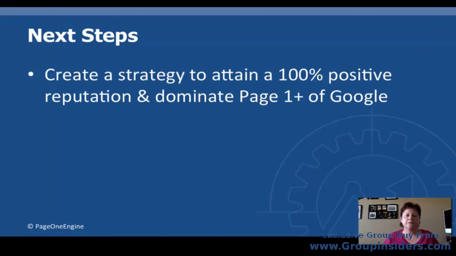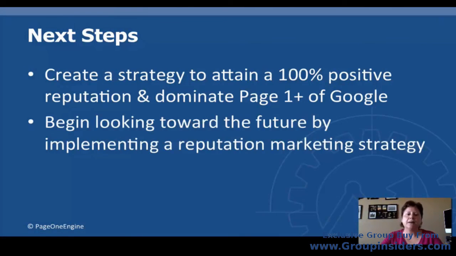Well, now that we kind of know where our client or where our business is out there, we want to create a strategy to attain that 100% positive reputation. We want to dominate page 1 and above of Google. We want to control our reputation. So that's our next step. So we need to begin looking toward the future. So not only do we need to fix it, but once we get it fixed, or if we have a client who really doesn't even have anything to fix, we need to start thinking about the future. How to implement a reputation marketing strategy that either once we fix it or once we build it, we can maintain it very easily.